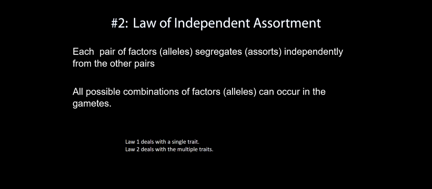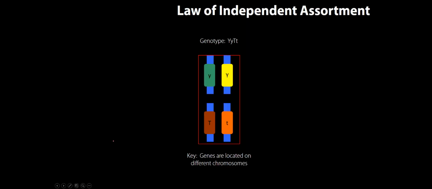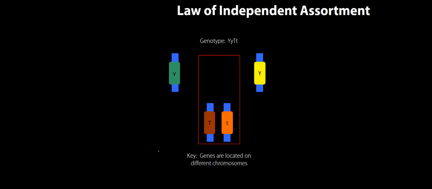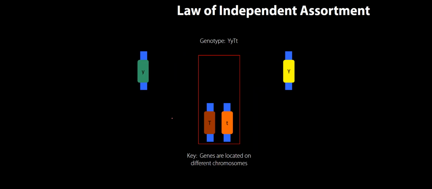Okay, so an easy way to think of it is that the first law deals with a single trait, and the second law deals with multiple traits. Okay, so to summarize this, we're going to look at the gametes from the perspective of a representation of the nucleus. So in the middle here, this red box represents a nucleus, and there's 2 chromosomes. The first chromosome has the capital Y and the lowercase y, and the second has the capital T and the lowercase t.